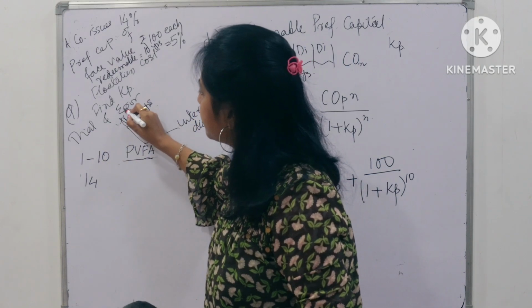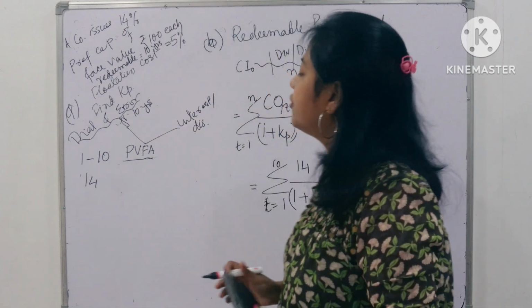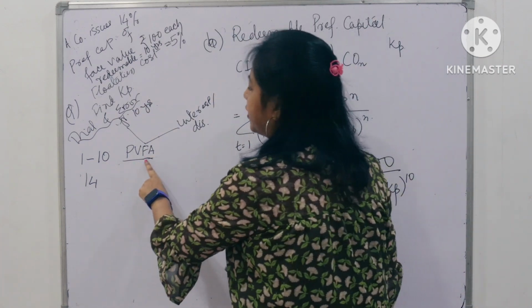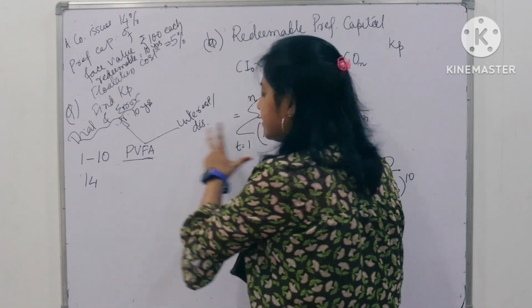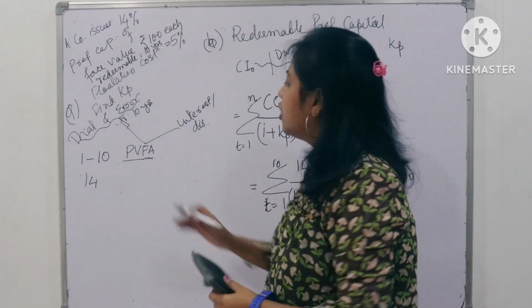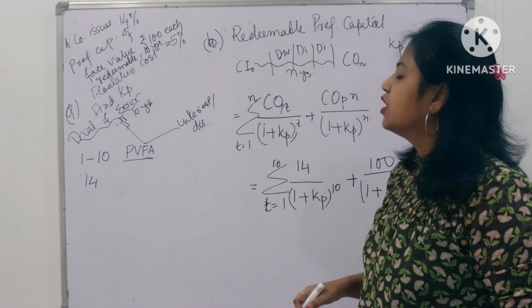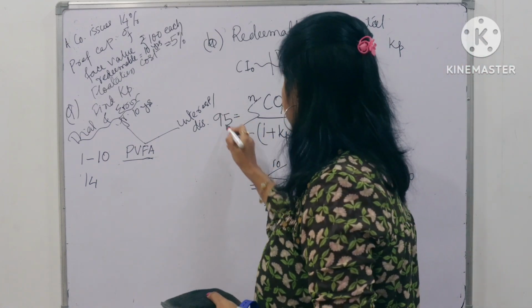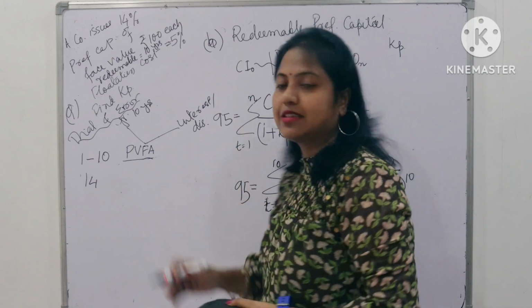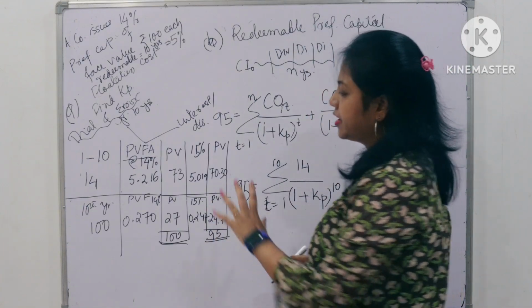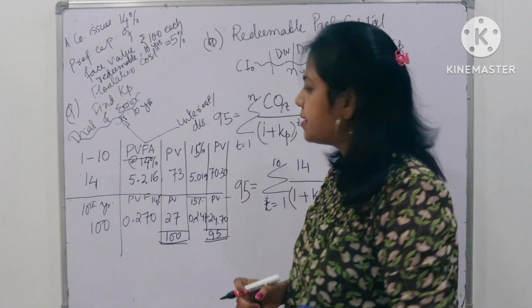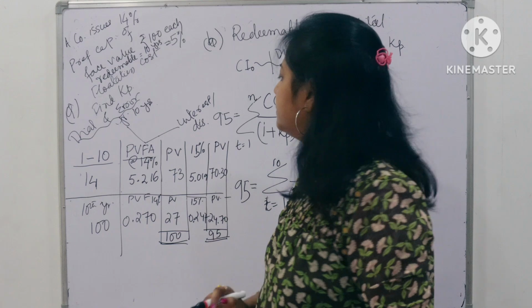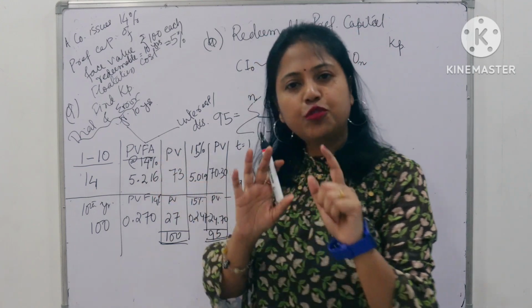As per the trial and error method, as we have seen in the last case, we will first take up any percentage, find out the present value factor of annuity, and then do the other calculations. Let's find out for which percentage we should discount so that it will equate to 95 rupees. Okay, friends, I have done the calculations to save time, but please understand that 14 rupees we are getting from the 1st to the 10th year. For the present value factor of annuity, we will start with 14%.